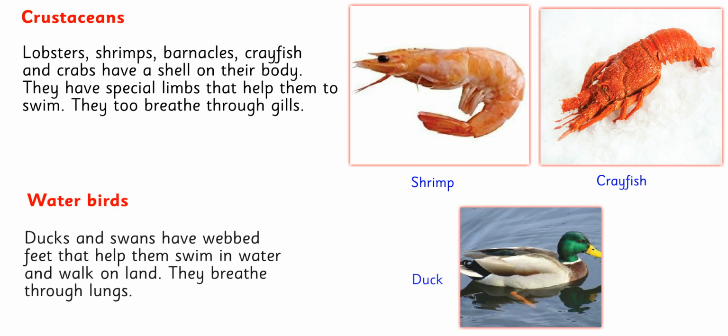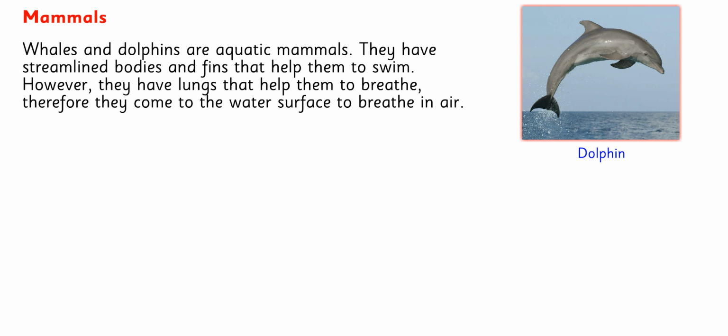Water birds. Ducks and swans have webbed feet that help them swim in water and walk on land. They breathe through their lungs. Mammals. Whales and dolphins are aquatic mammals who have streamlined bodies and fins that help them to swim. However, they have lungs that help them to breathe. Therefore, they come to the water surface to breathe in air.